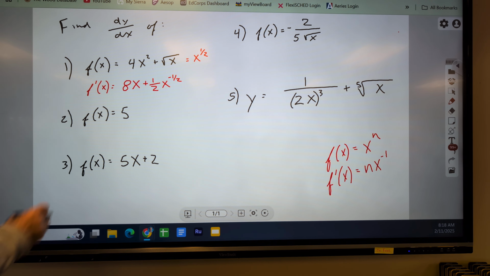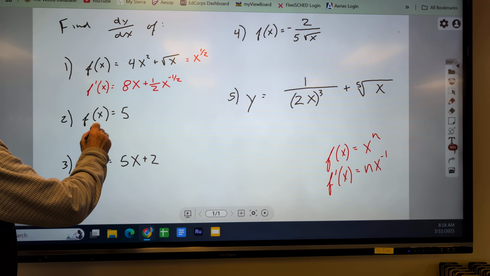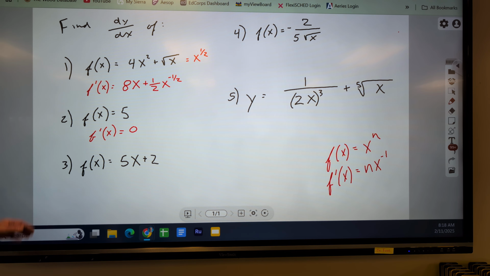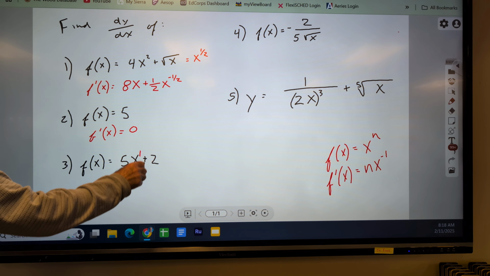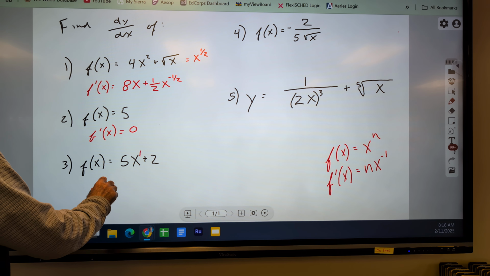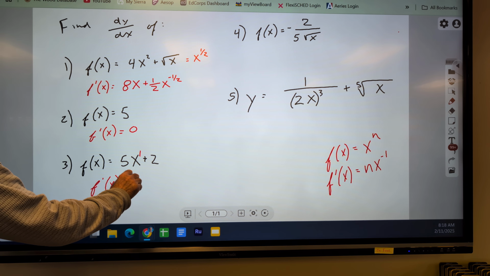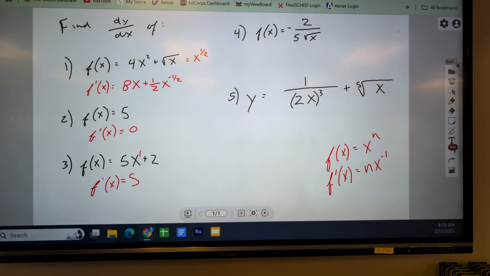The derivative of a constant right here, f prime of x, is equal to 0. The derivative of a linear function like this would just be a 1 in front, so f prime of x would be 5, and then subtract 1 from there just to have 5.